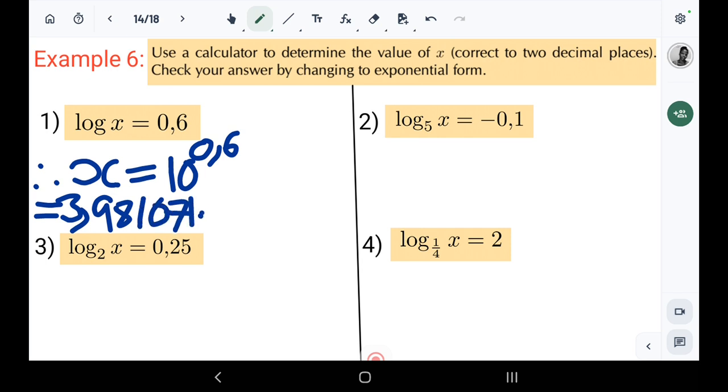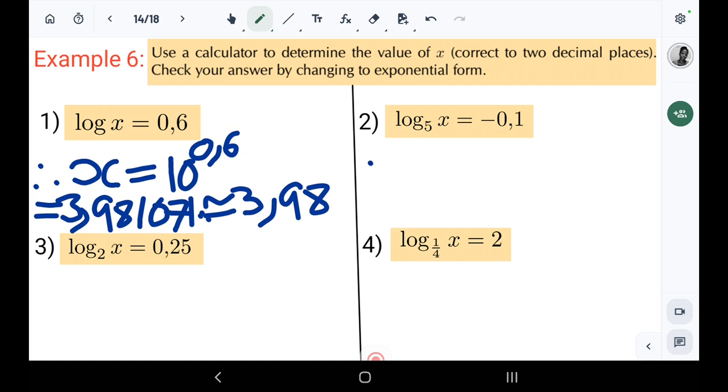3.98107 and so on. And they said correct to 2 decimals. If you need any help with rounding off, there is a video on the real number system that I did on the channel. Please go watch that and you will see exactly how you round off correct to any number of decimals. We are expected to round off correct to 2 decimals, so we chop off here. So that is approximately 3.98, and that's your answer there.